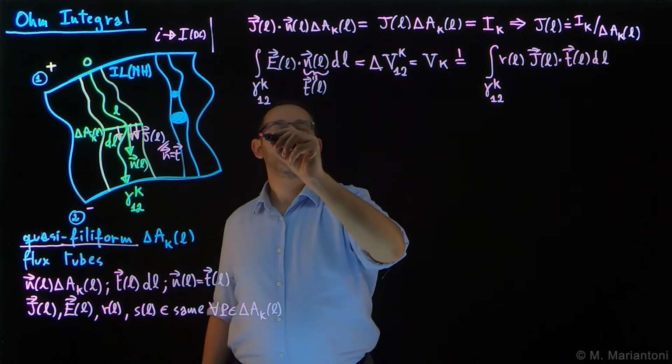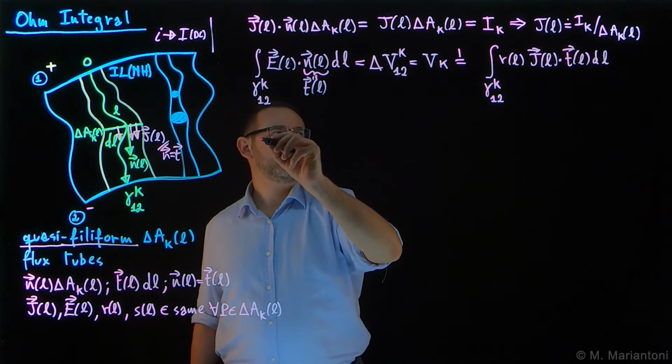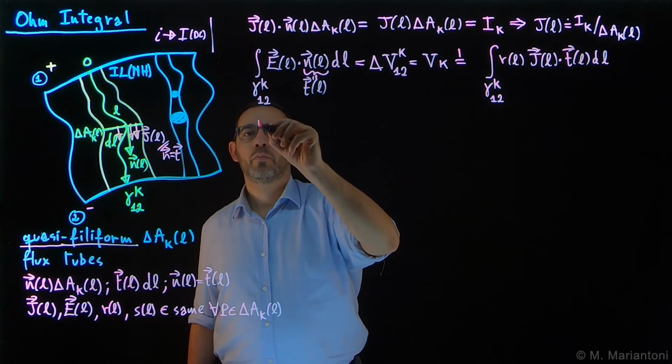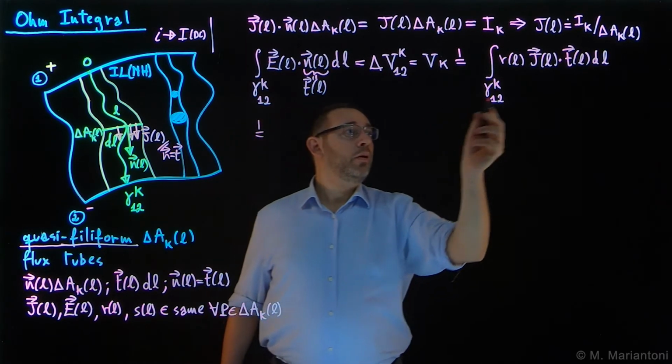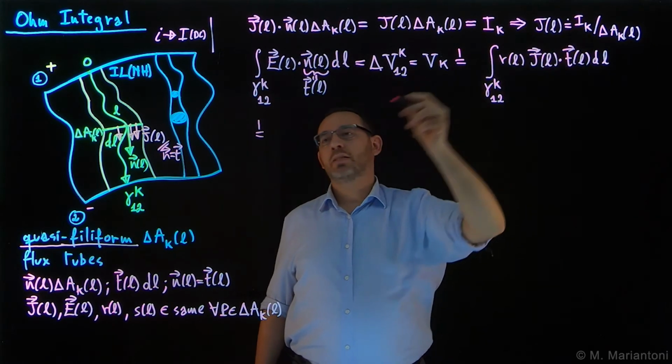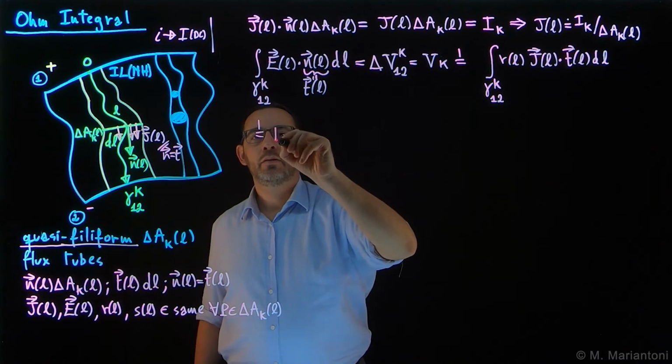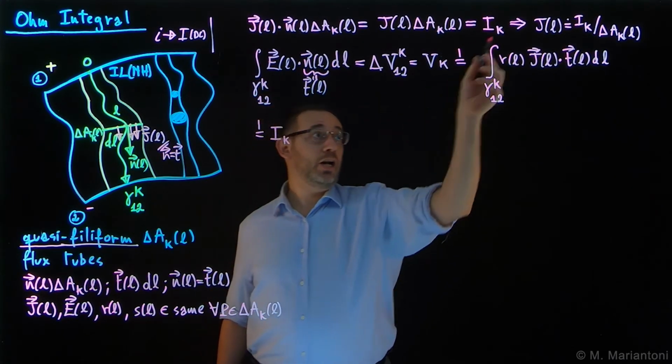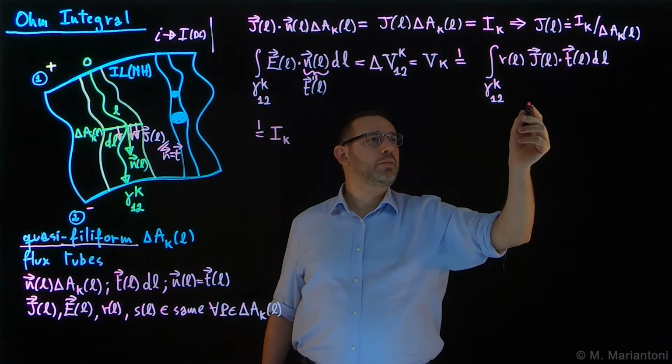Now, this quantity here we can rewrite it as J of L, we can substitute it here, so it's I_k, but I_k is a constant, so I can take it outside. So I_k is outside the sign of integral because it's a constant for each cross-sectional area, doesn't matter.